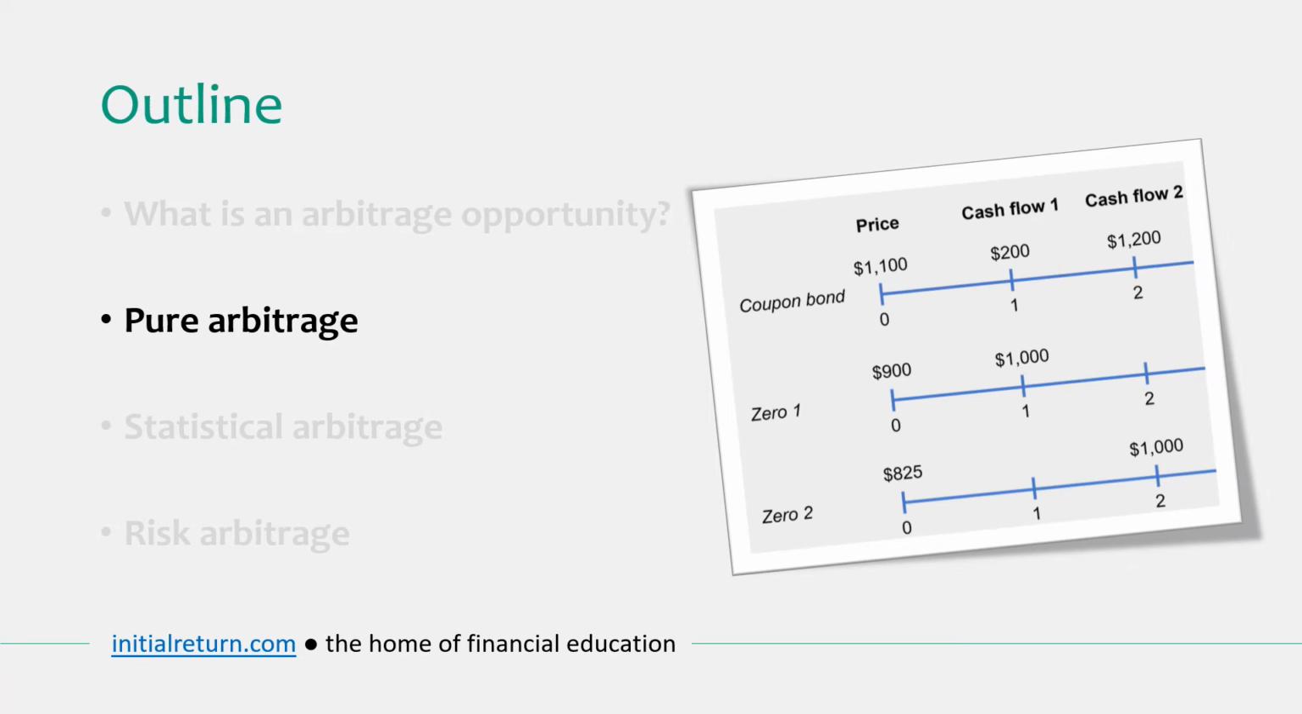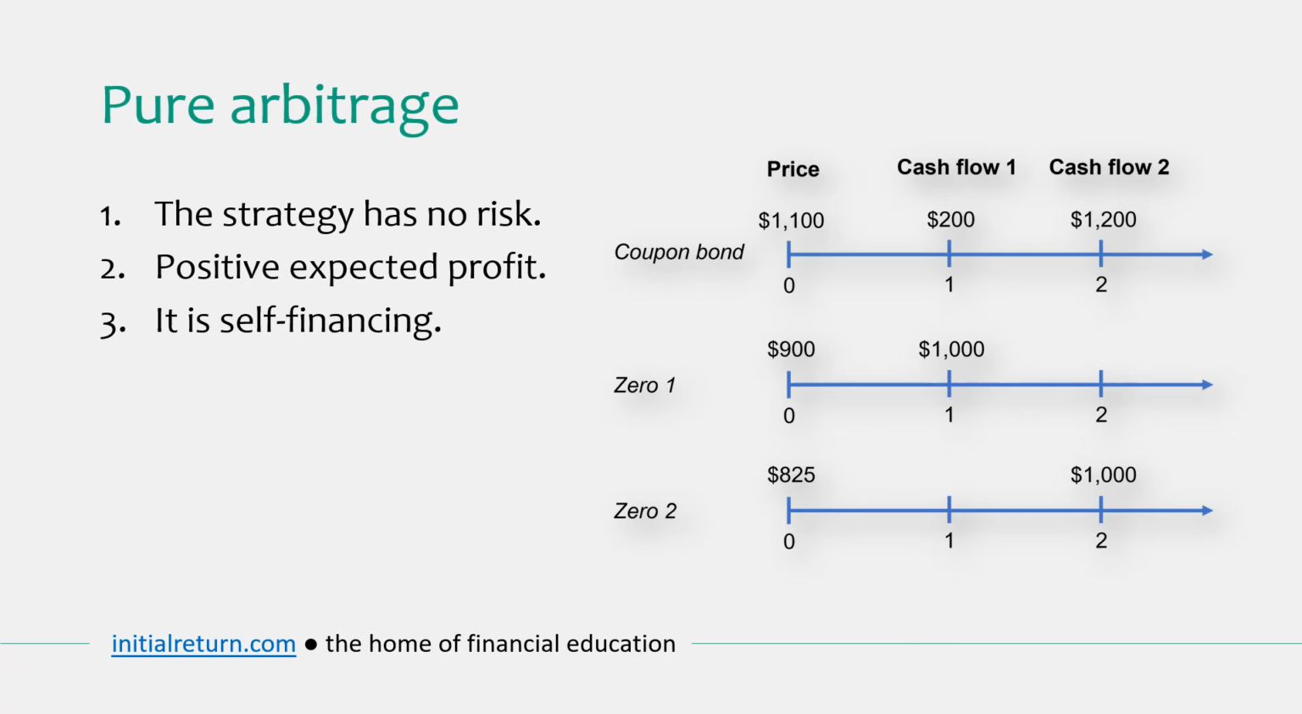Okay, let's move on to our first type of arbitrage, which is pure arbitrage. And I'll motivate this with an example from bond markets. For pure arbitrage to exist, we need to satisfy three conditions. First of all, the strategy should have no risk. Okay, so it should involve no risk. It should generate positive profits, right? It should never result in a loss, right?